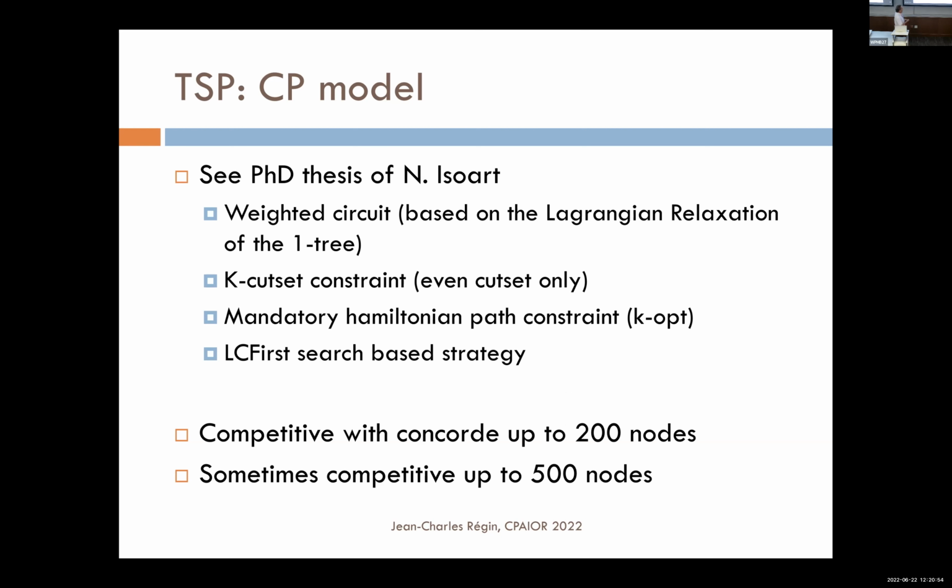So if we do that, currently we are competitive with Concorde up to 200 nodes, which is not bad, and we are sometimes competitive up to 500 nodes. And what is interesting is that there are some things that we don't see, and which explain why it's difficult to be really competitive. But if your graph is not too big, so now we have a good solution.